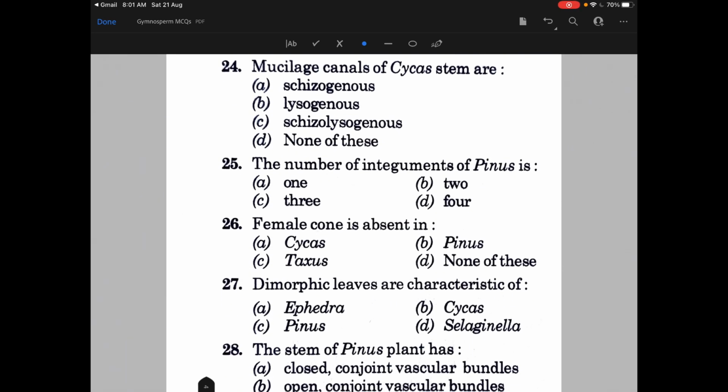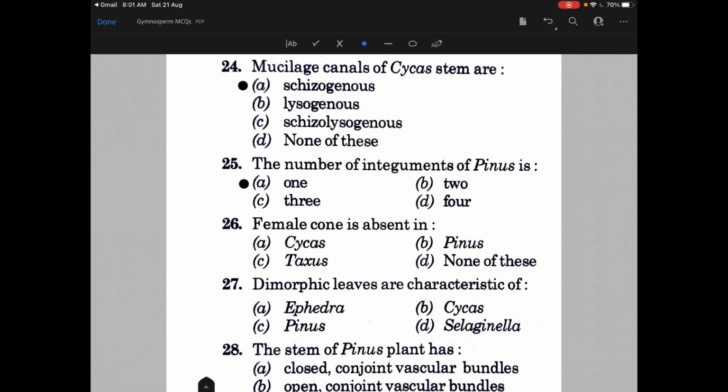Next, mucilaginous canals of a Cycas stem are dash. The answer is A, that is schizogenous. Next, the number of integuments of a Pinus is dash. The answer is A, that is 1.